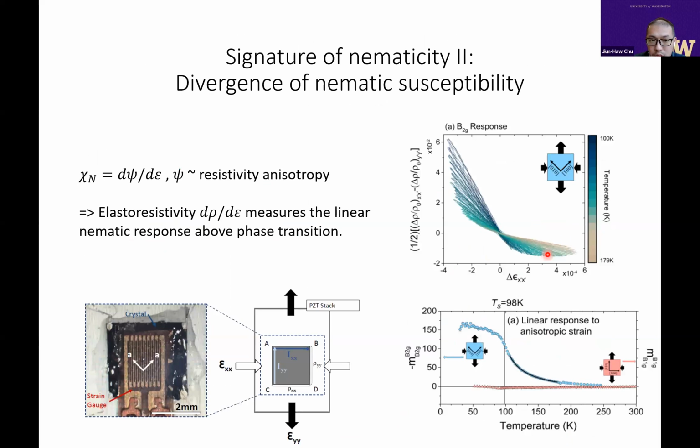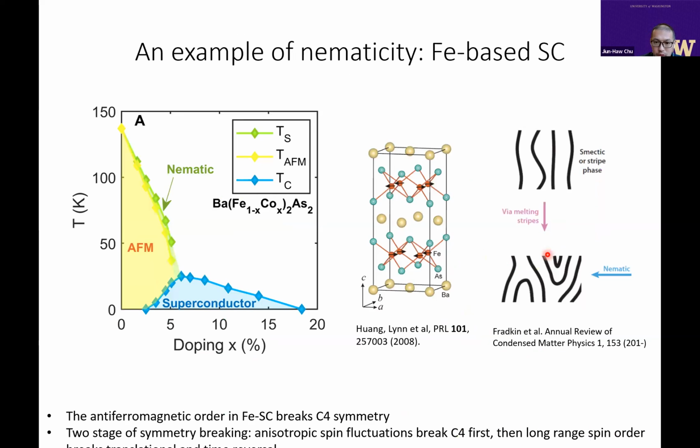The other thing is that you can also probe the nematic susceptibility by the elastoresistivity measurement. So the idea is the following. You have this electronic degree of freedom, or the spin degree of freedom, within the crystal lattice that is driving this rotational symmetry breaking. Now the lattice environment is like a conjugate field of this nematic order.